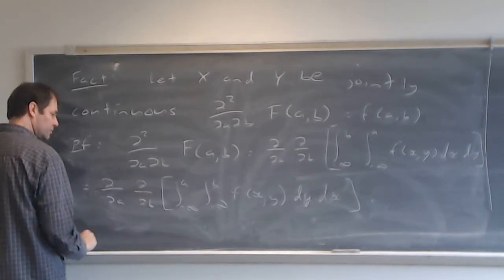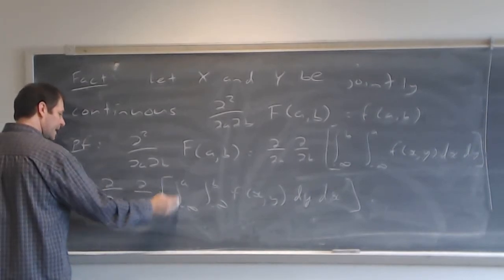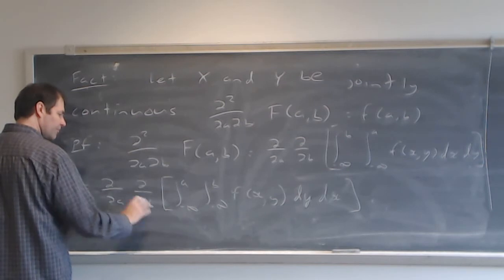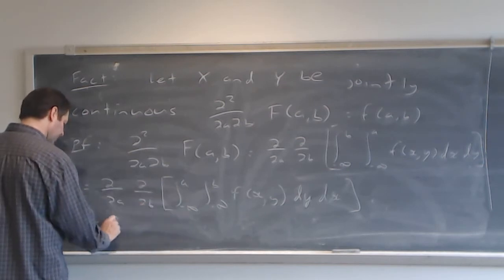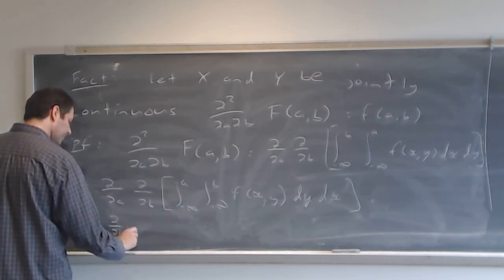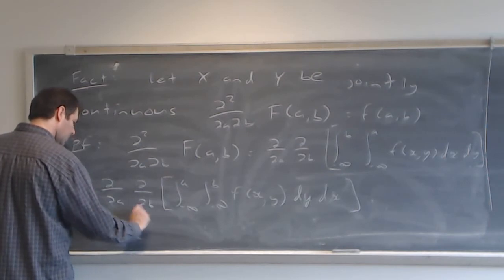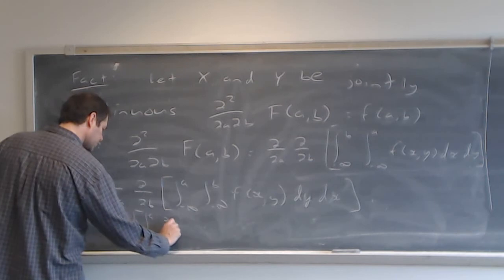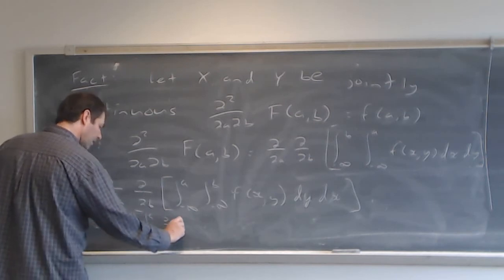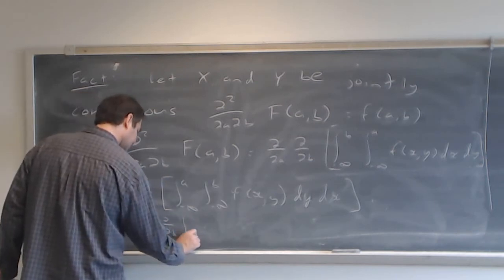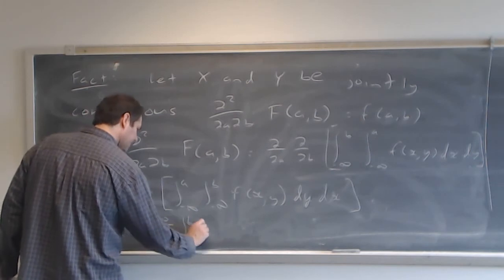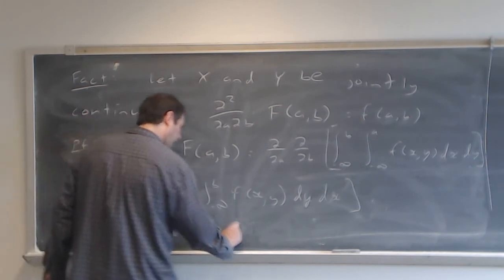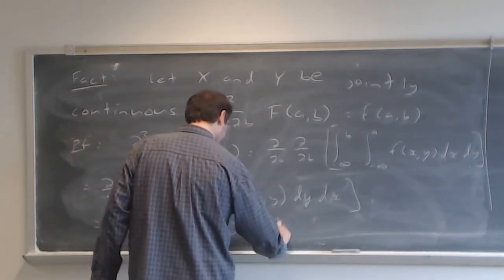We do this first partial derivative. With respect to A, that plays no factor. We can pull that partial derivative inside that integral. It's an integral from minus infinity to A of the partial with respect to B of the integral from minus infinity to B of f(x, y) dy dx.